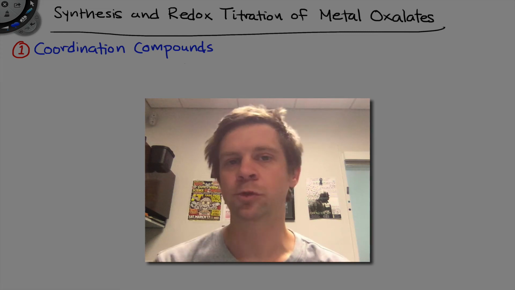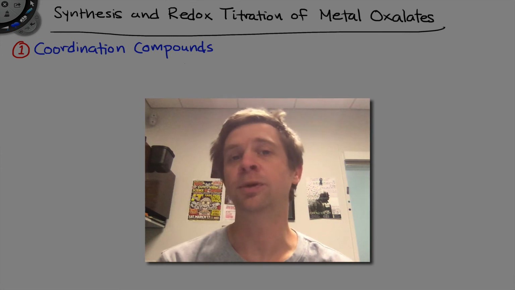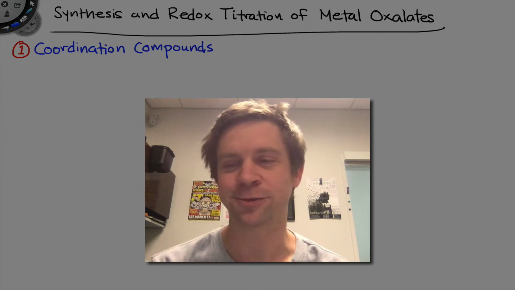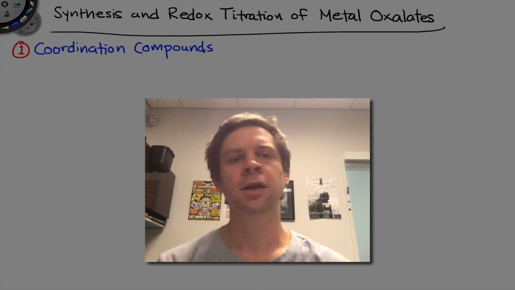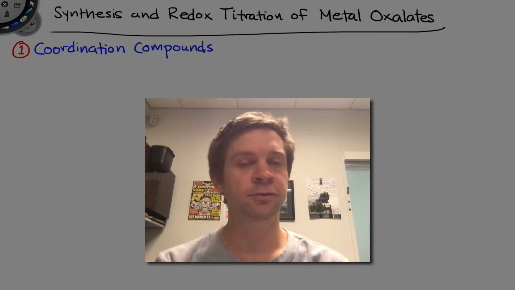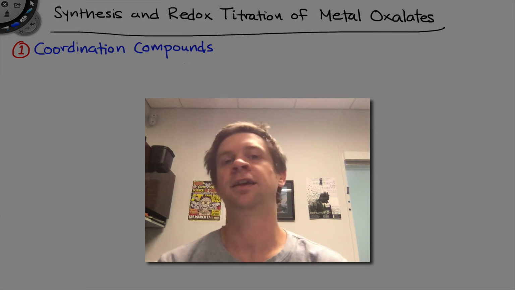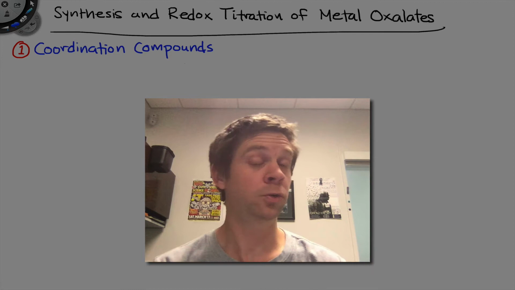The upcoming experiment in Chem 1212 involves the synthesis and redox titration of a transition metal oxalate coordination compound. And so in the first part of the experiment, you're going to choose one of three transition metal oxalates to synthesize involving either copper, iron, or cobalt.